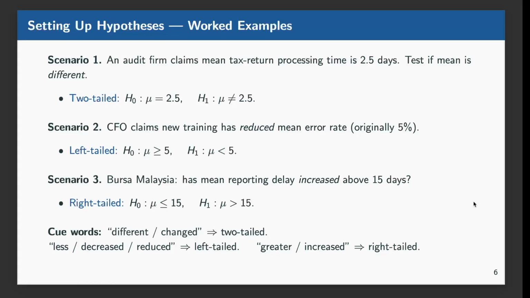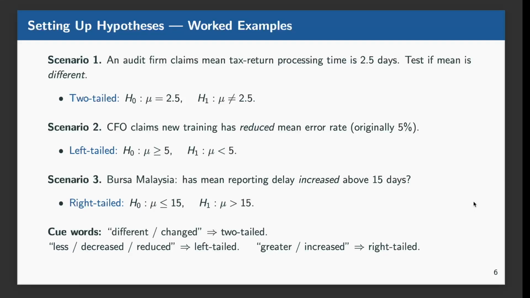Scenario 2. A chief financial officer claims that new staff training has reduced the mean error rate, which was originally 5%. The word reduced means we are specifically testing for a decrease, so this is a left-tailed test. H0: mu is greater than or equal to 5. H1: mu is less than 5.